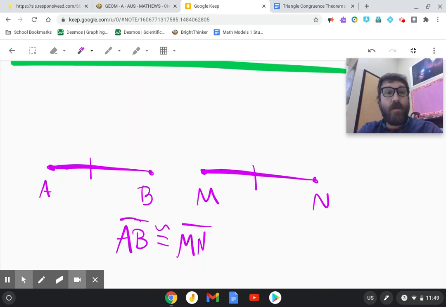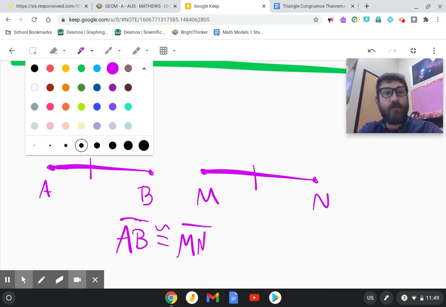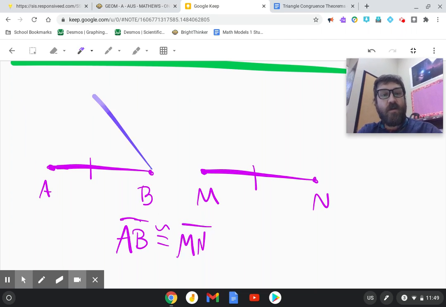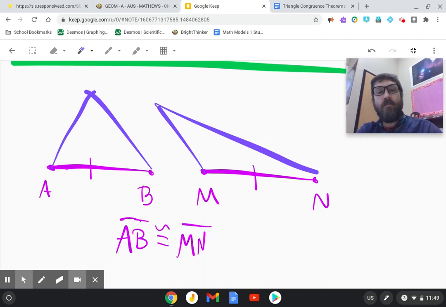is not enough information to prove that two triangles are congruent, because we can see that if I draw this triangle right here or this triangle right here, both of those contain that side, and yet those are two completely different triangles. So one side is not enough information to prove that two triangles are congruent.